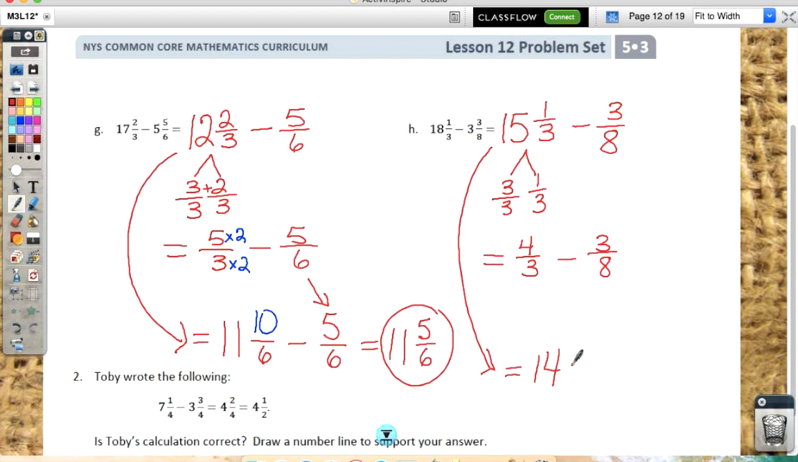Tell me what to do next. Yep, got to pick a denominator. 12. No, because 8 doesn't go into 12. So we're going to have to just stick with 24. Okay? And 3 doesn't go into 16, so 24 is the smallest one. Okay, 4 times 8. 32. 3 times 3. 9. 32 minus 9. 14 and 23/24. Yep.